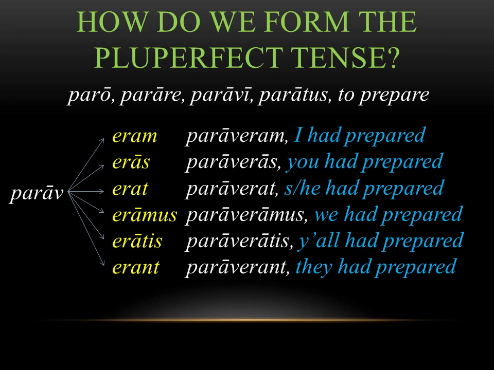And look at how we translate them. You're saying, I had prepared, you had prepared, he or she had prepared, we had, you all had, they had. The word had is what tells you in English you're talking about the pluperfect tense.